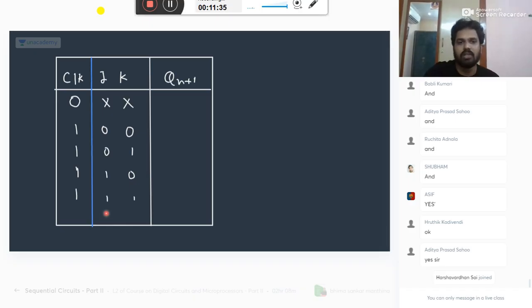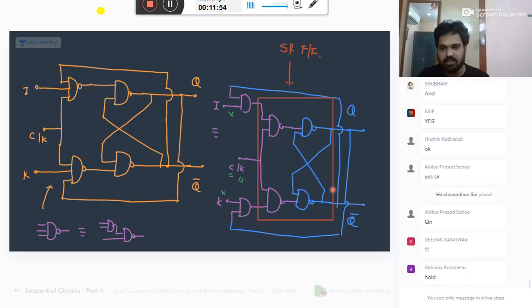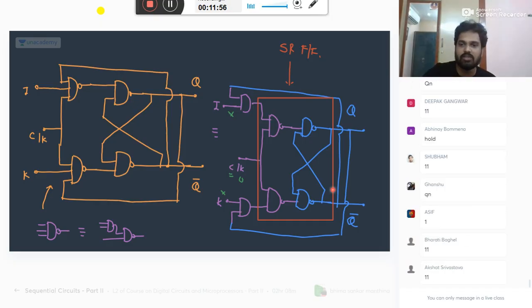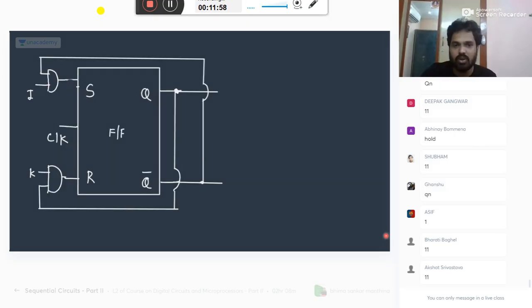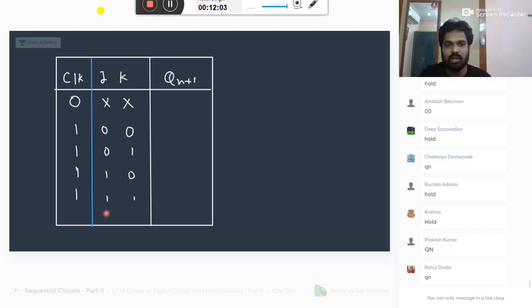Please listen here. Firstly, let me start the analysis when clock is 0. You tell me the answer. If clock is 0 here, this is an SR flip-flop, right? If clock is 0, J can be anything, K can be anything. What is the output you will be getting? Please recall from yesterday's class. Very good. When clock is 0, it will be no change. You should remember I told you already: when clock is 0, whatever your input may be, it is no change.